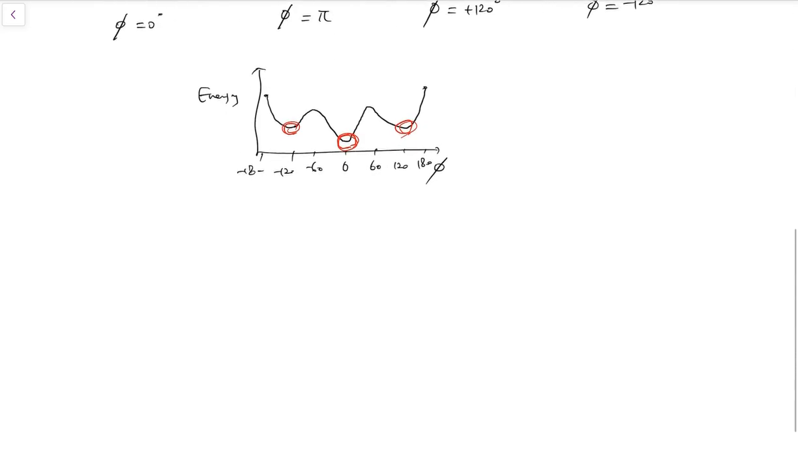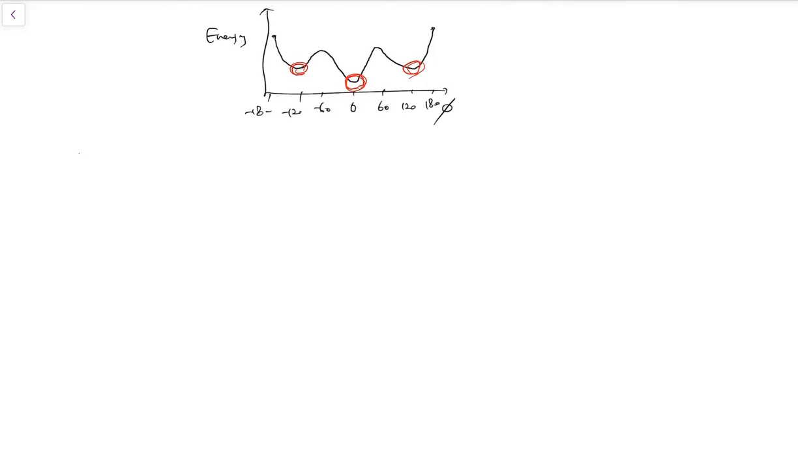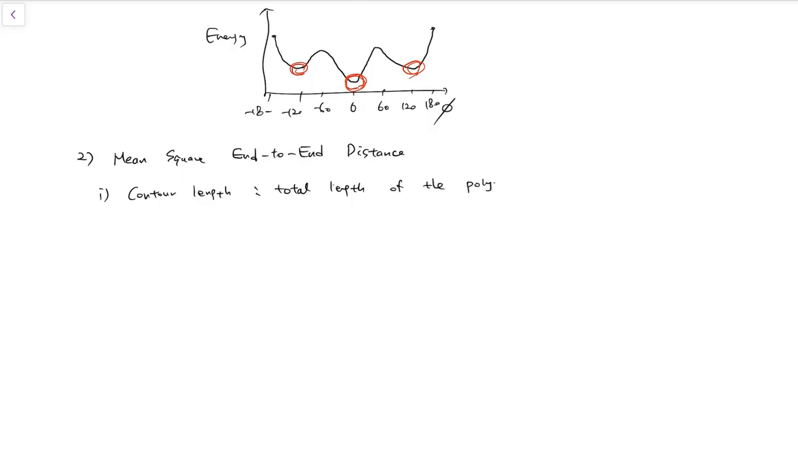All right. So with this in mind, we want to determine the mean square end-to-end distance. So basically what we want to determine is the overall size of the polymer chains. Okay, how can you determine it? The first method is called contour length. It's basically the total length of the polymer chain.